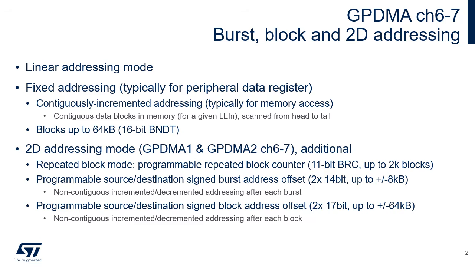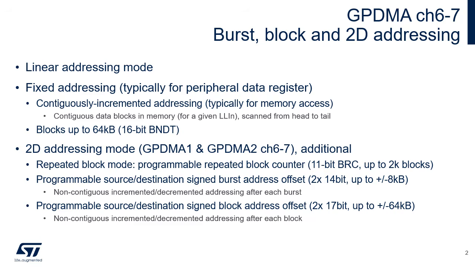The GPDMA implements the following addressing modes: fixed addressing, typically used to access a peripheral data register; contiguously incremented addressing, typically used to access memory in ascending address order; block maximum size in 64 kilobyte due to the 16-bit field called BNDT, which stands for block number of data bytes to transfer.